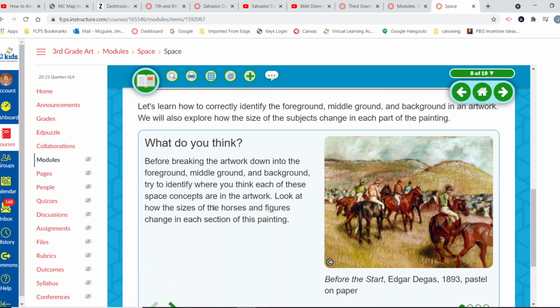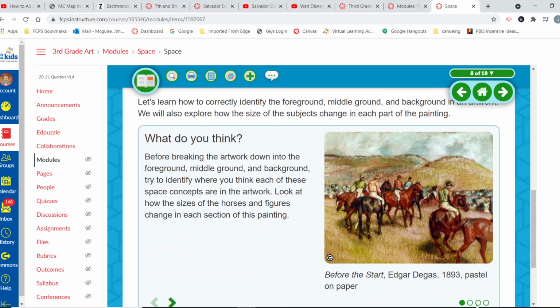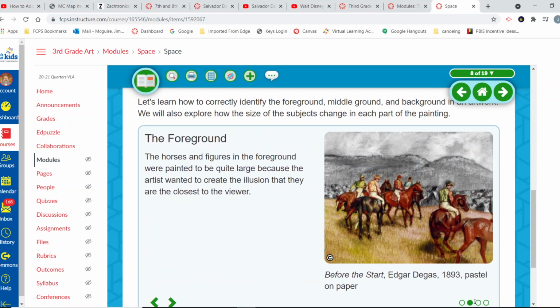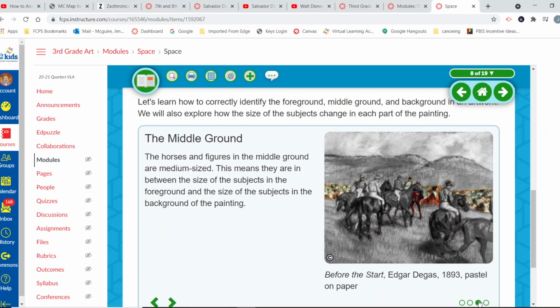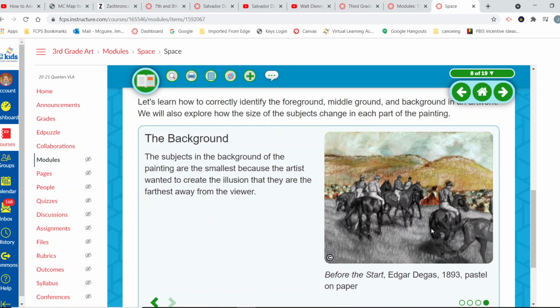That's going to be your foreground, middle ground, and background. So we'll take a look and see if they agree with this. Sure, they're saying all that is your foreground. Of course, this is your middle ground, and that background is going to be those mountains and that sky way off in the distance.